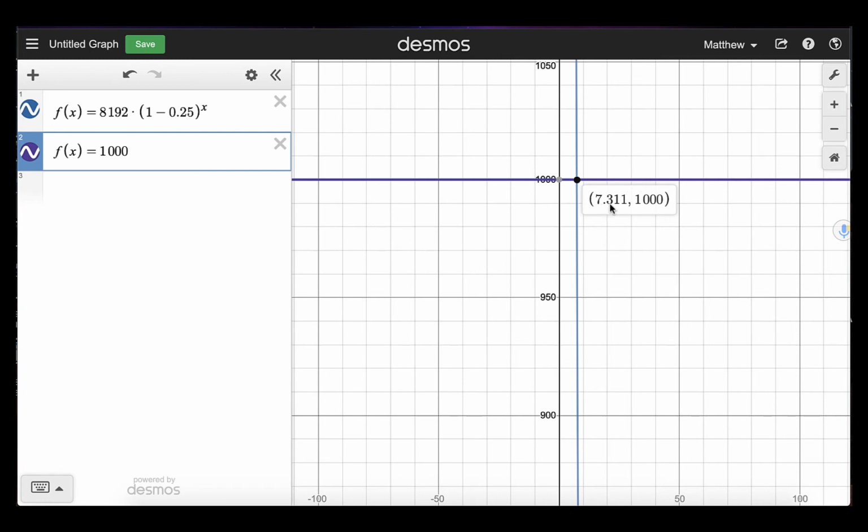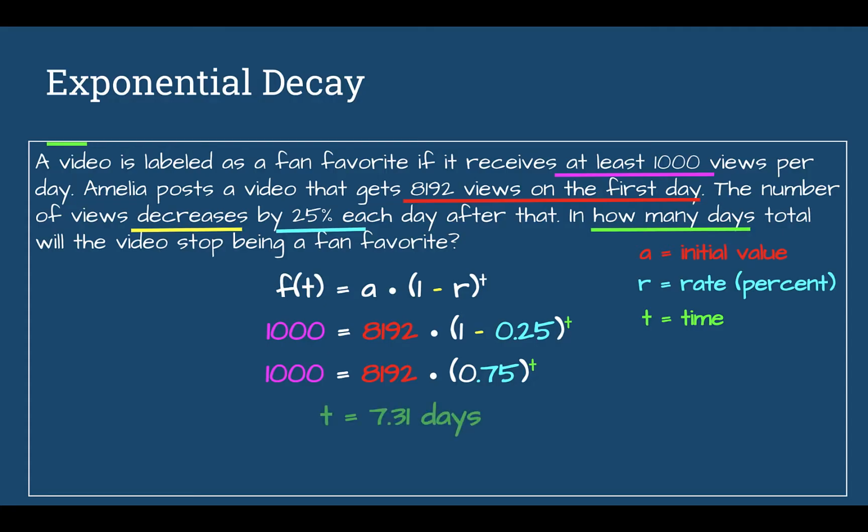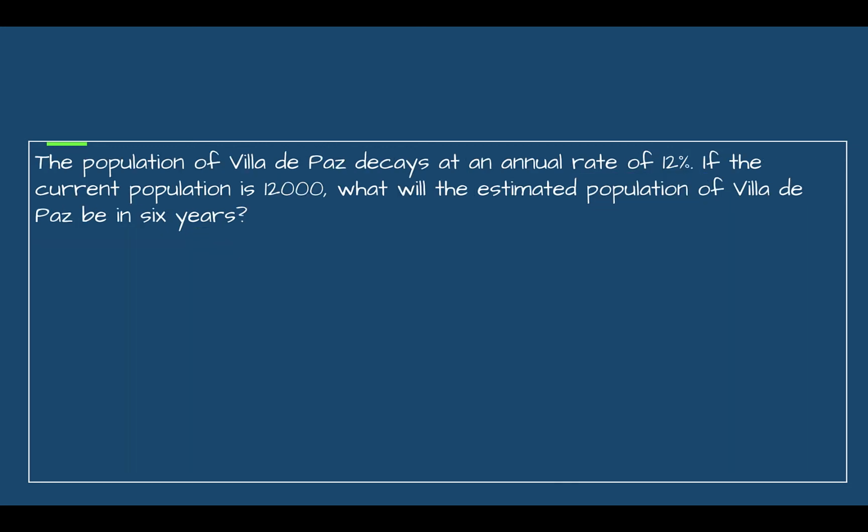So at 7.311, it was equal to 1,000. Once we go past that, so 7.312, we're down to 999. So we calculated out that our time was 7.31 days. If we want to go for whole days, then 7 is not quite enough. So the next day would be 8 days. So it took 8 days for the population to pass below 1,000.